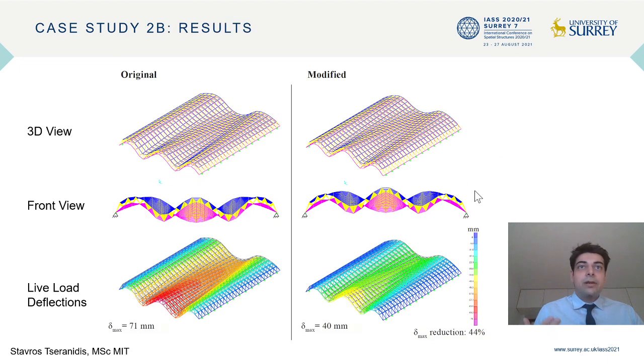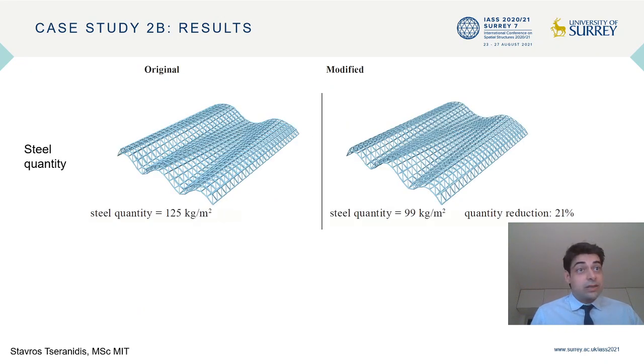Another form factor here also achieves great reduction in the maximum deflection, so an increase in stiffness while the form is preserved, and a significant reduction of the quantity of steel as well, of 21%.